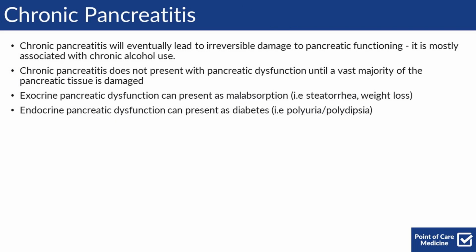A note on chronic pancreatitis, which is a distinct disease process: chronic pancreatitis will eventually lead to irreversible damage to pancreatic functioning, and it's mostly associated with chronic alcohol use. Chronic pancreatitis does not present with pancreatic dysfunction until a vast majority of the pancreatic tissue is damaged. Exocrine pancreatic dysfunction can present as malabsorption, such as steatorrhea or weight loss. Endocrine pancreatic dysfunction can present as diabetes with polyuria and polydipsia.